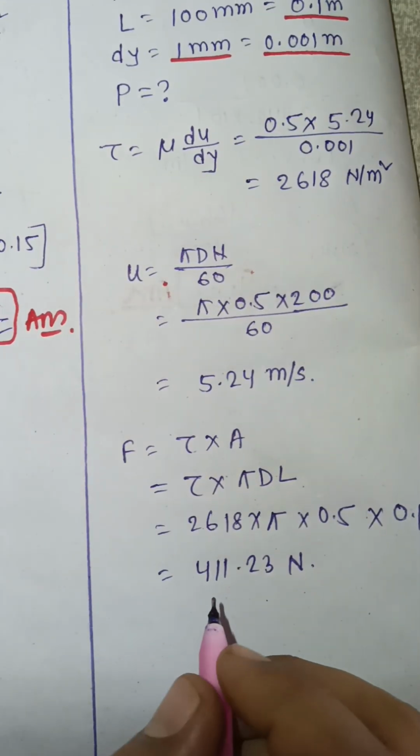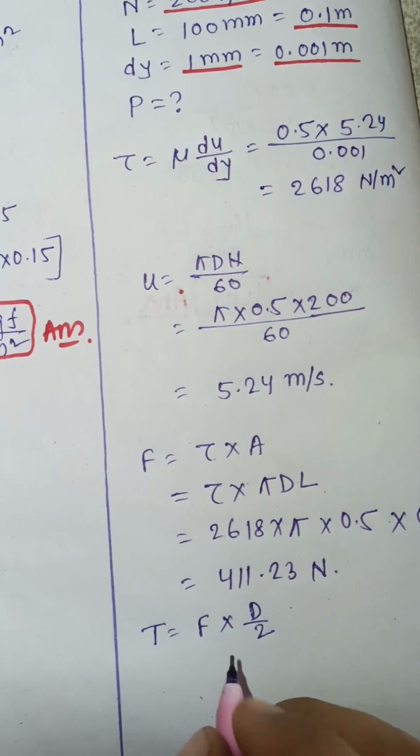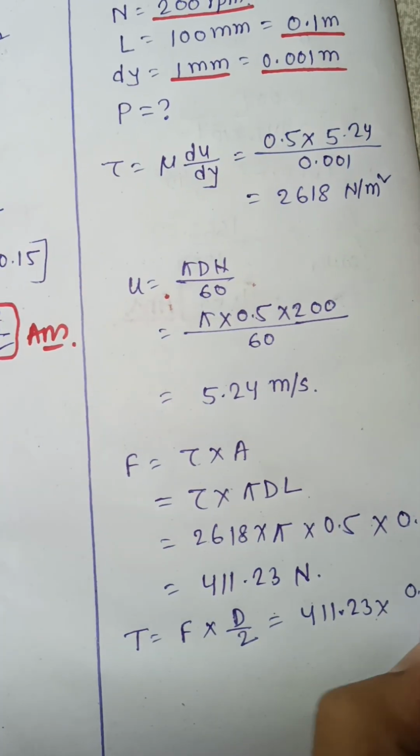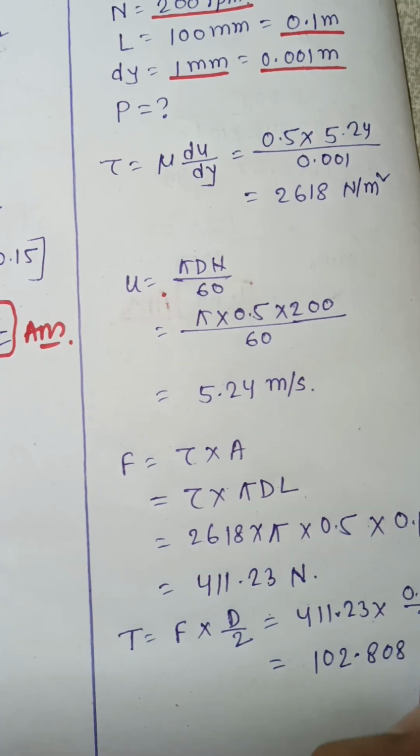Now if you want to calculate the torque here, that is force into d by 2. So what is the value of force? That is 411.23, and what is the diameter? That is 0.5 divided by 2. So this answer will be 102.808, unit will be Newton meter.